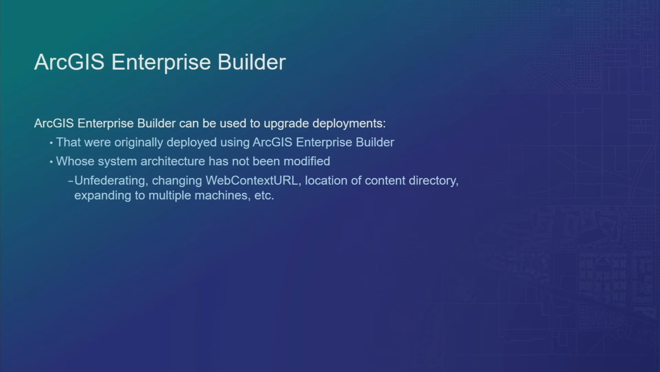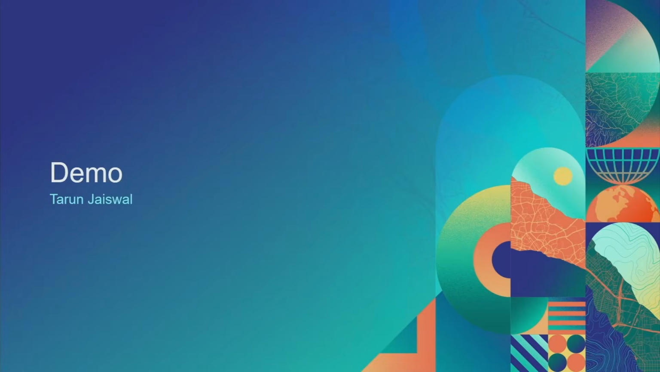So these are some architectural changes you can make, and then you cannot use Enterprise Builder again to upgrade. Of course not. You have to do the same thing individually. So keep that in mind. As long as you don't mess with the architecture too much, you can continue to use the same method. Well, enough talking. Let's watch a demo of how this all plays out in action.